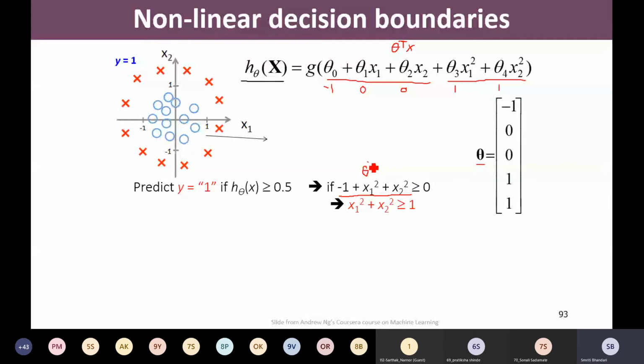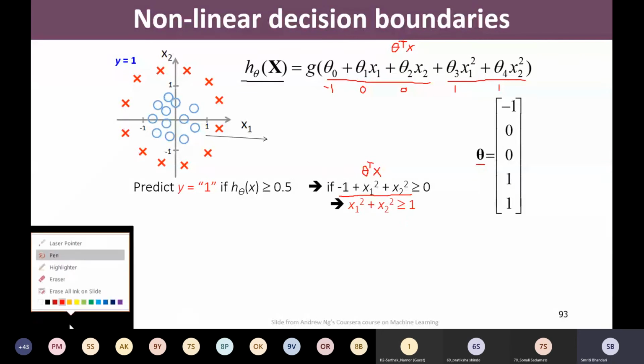So I'm going to predict y equal to 1 when theta transpose x is greater than or equal to 0. Right? Just by rearranging this expression, we may say that we are going to predict y equal to 1 if x1 square plus x2 square is greater than or equal to 1.